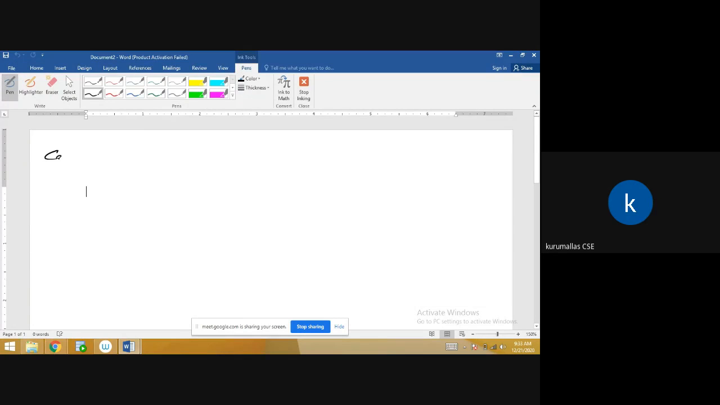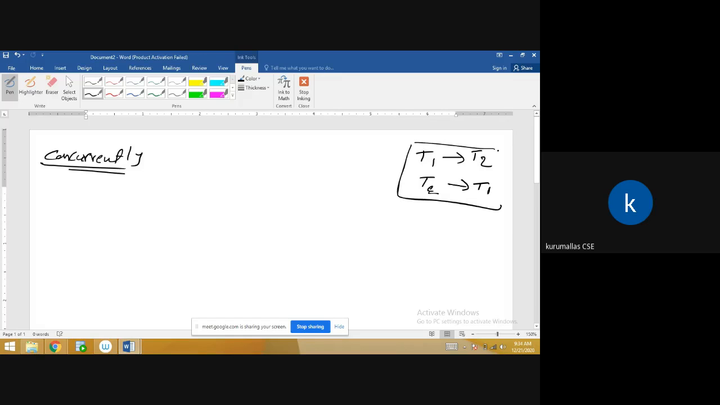Concurrent example, concurrently executed. Before that, what we have seen is the serial fashion. T1 after T2, this is T1. Once you complete T1, next T2. The second example is, if you start T2, after the completion of T2, next T1. This is about serial fashion.